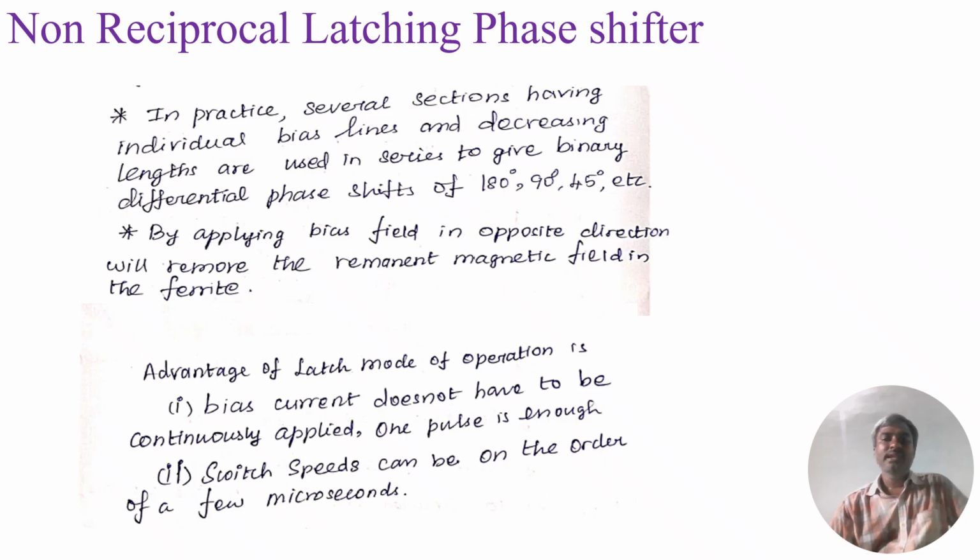There are several advantages associated with the non-reciprocal phase shifter. First one is the bias current does not need to be applied continuously. One pulse is enough to provide the continuous amount of phase shift. Second one is the switching speed of the non-reciprocal phase shifter is very high. That means we can achieve the phase shift in the order of a few microseconds.